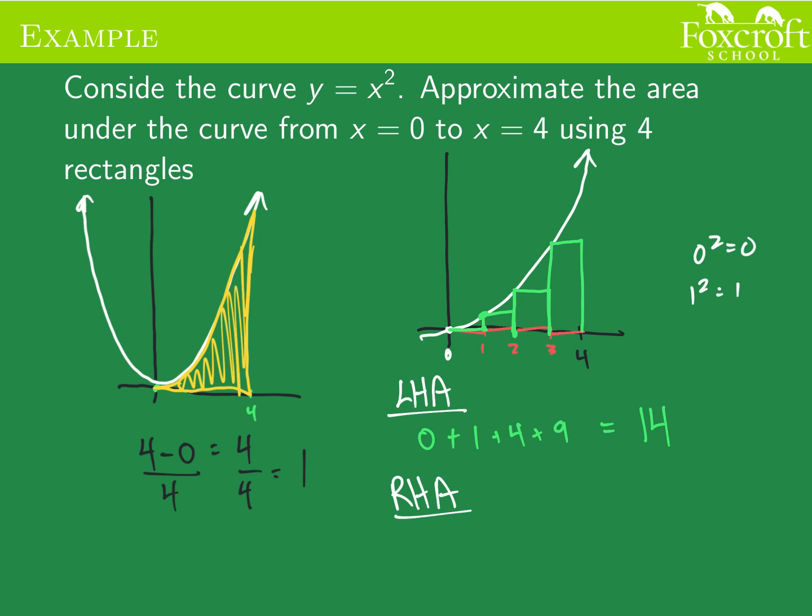All right, well, nothing's really going to change. The only thing that's going to change is the height I use. Now I'm using the right-hand side, so now my rectangles are going to look like this. All right, so these 4 yellow rectangles. The first one is height 1. The second one is height 4, then height 9, then height 16, which adds up to 30.